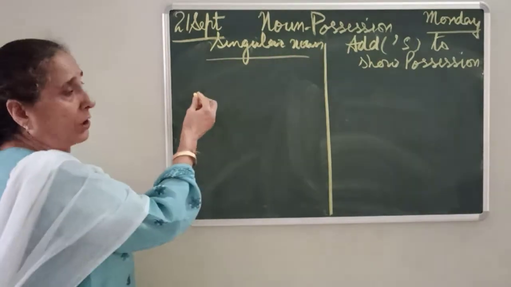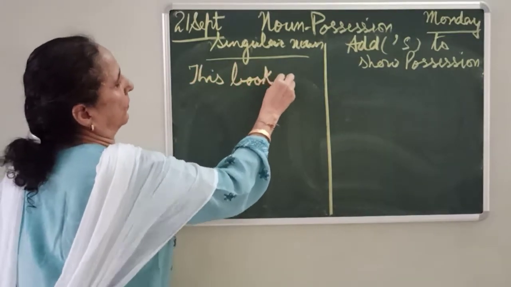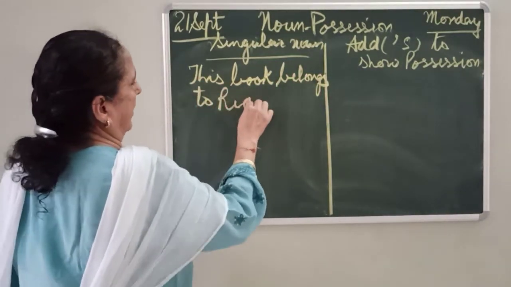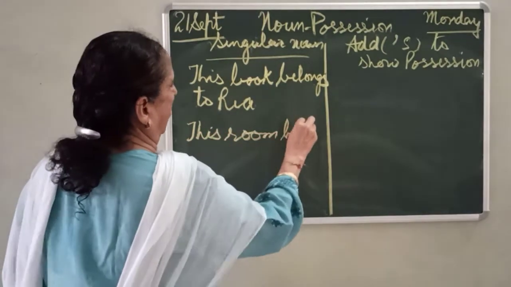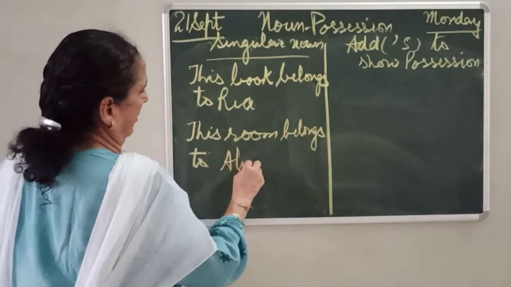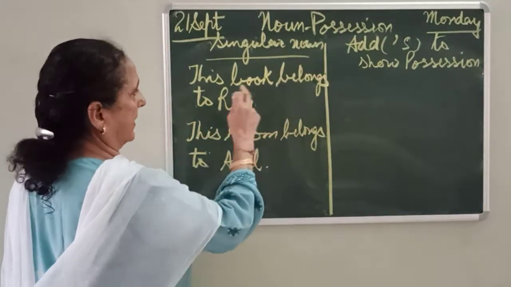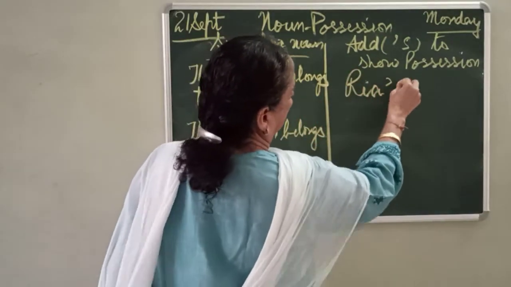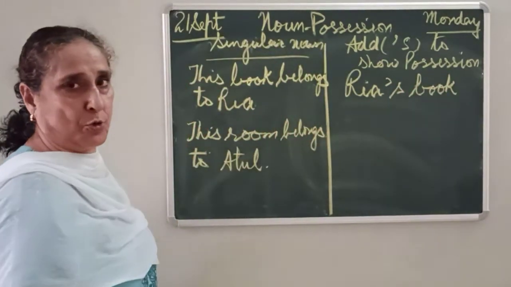When a singular noun is given: This book belongs to Riya. This room belongs to Atul. So how can we show the possession? By adding apostrophe s. See, this book belongs to Riya. Riya's book. This is Riya's book. It means this book is of Riya. Riya's book, to make it short.